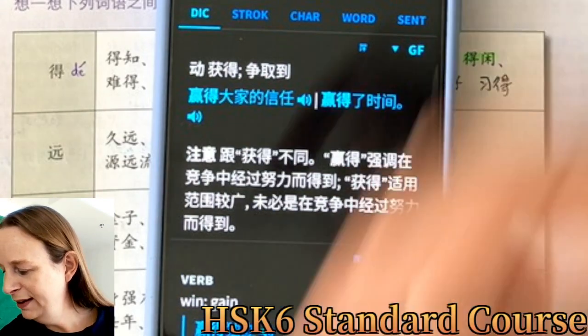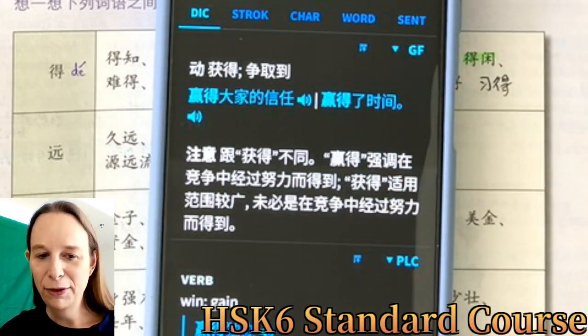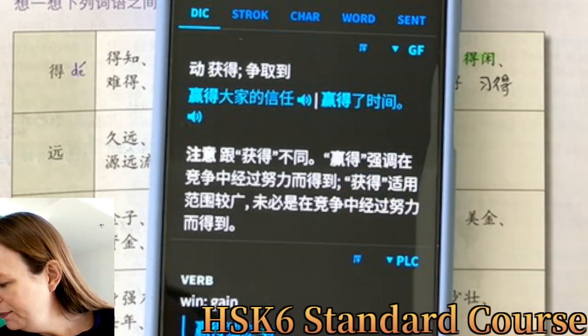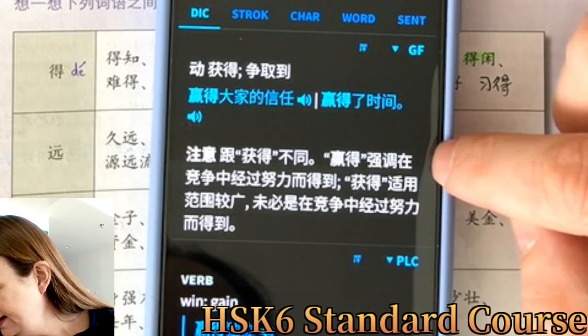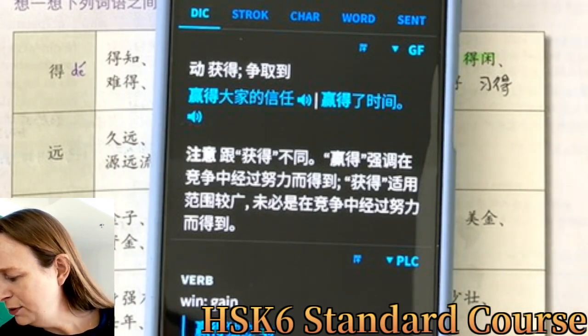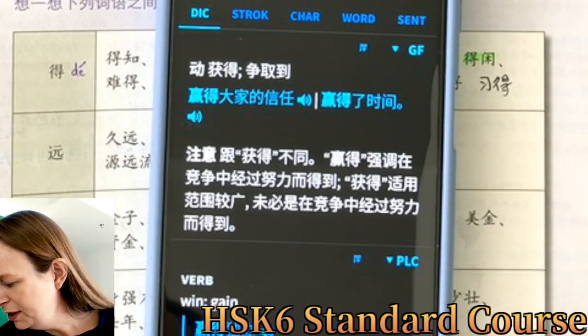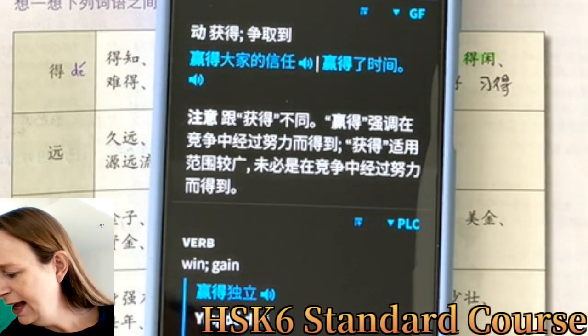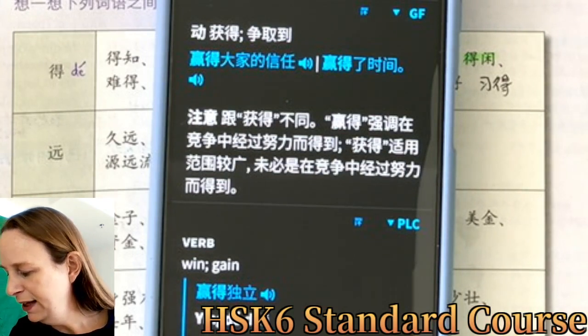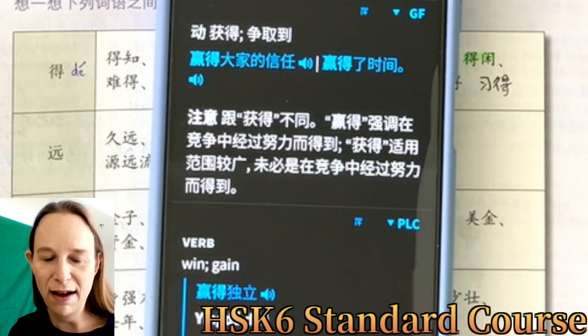争取到. This is a good one. This is like through the process of vying, you obtain something. 赢得强调在竞争中经过努力而得到，获得适用范围较广，未必是在竞争中经过努力而得到。Oh, maybe you can win things in a lottery.